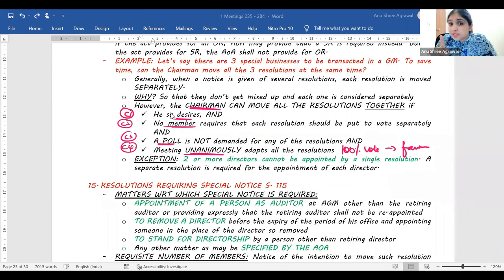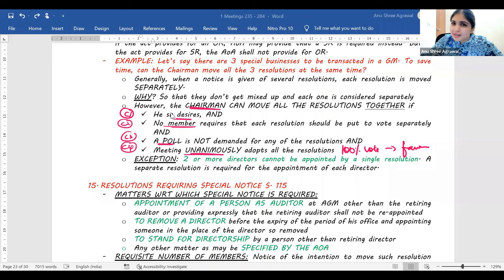Condition number one, the chairman should be okay with it. Number two, not even one member should be objecting to it. Not even one member should be saying, no, we want a separate resolution. Number three, no member is demanding a poll. And number four, unanimously, all the shareholders, everybody has voted in favor.